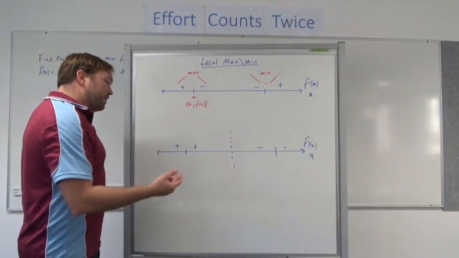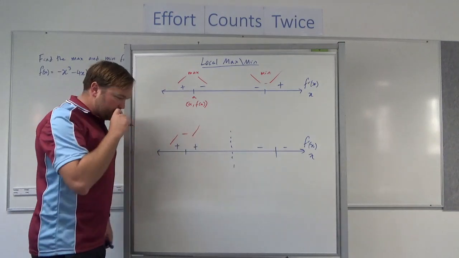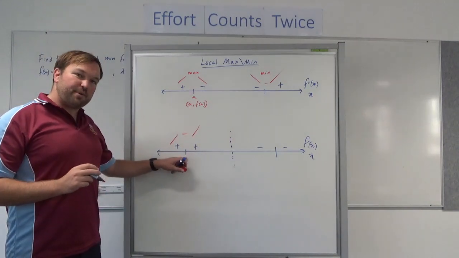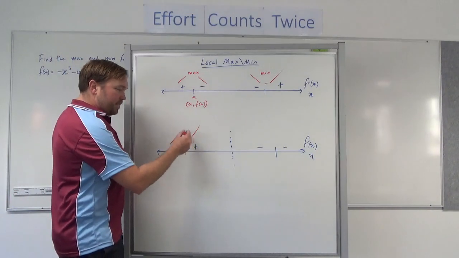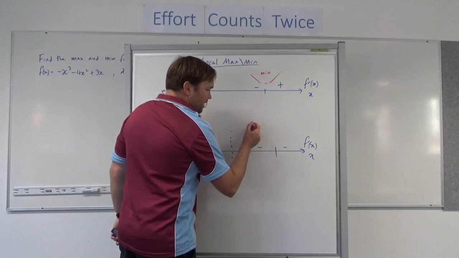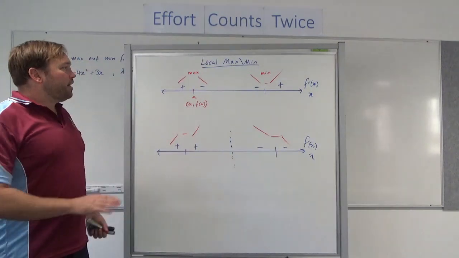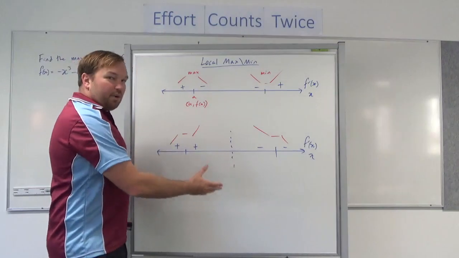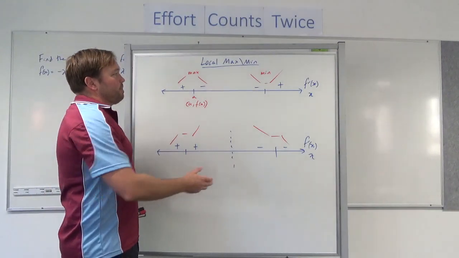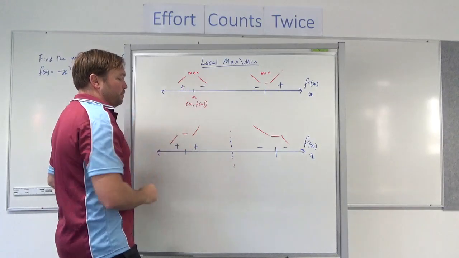Other things can appear in our sign diagram. We can have positive, flat, positive. This is called a stationary inflection point. We'll consider more of that in the next part of the topic, but it's not a max or min. Similarly here, negative, flat, negative, not a max or min. That is fundamentally what you're looking for when drawing a sign diagram: where it equals 0 and then the signs either side of those points.